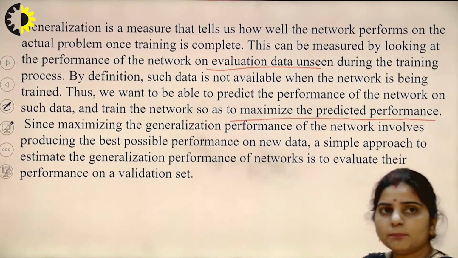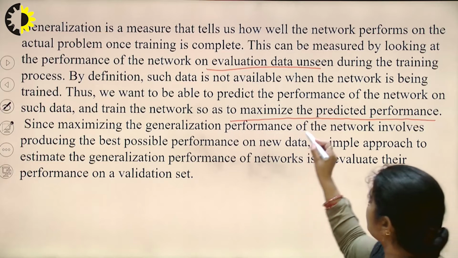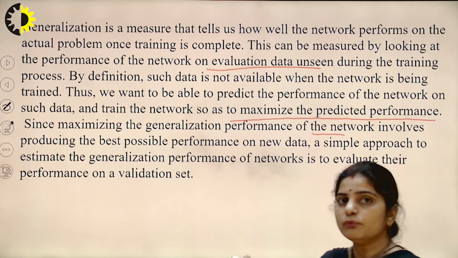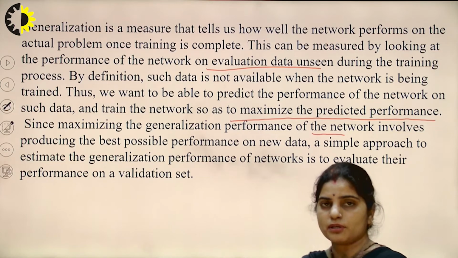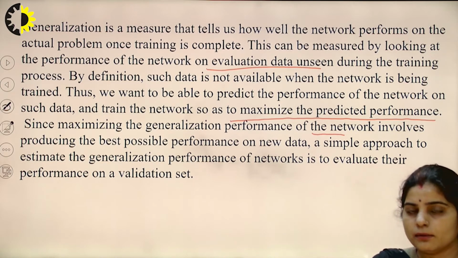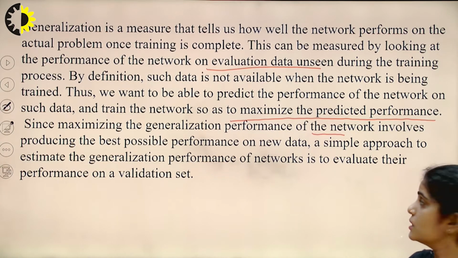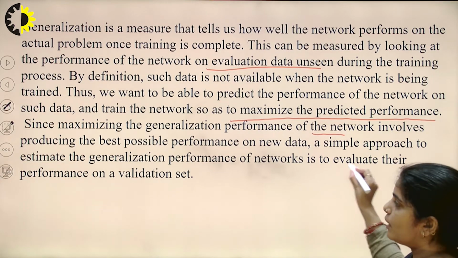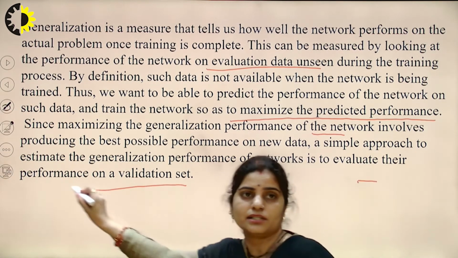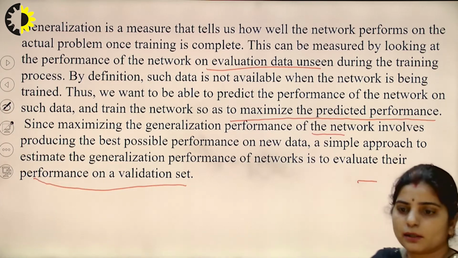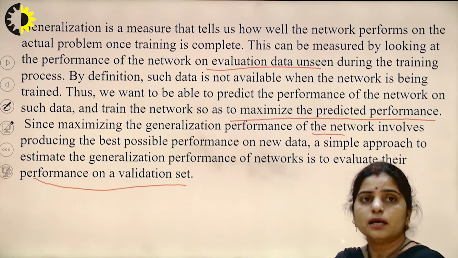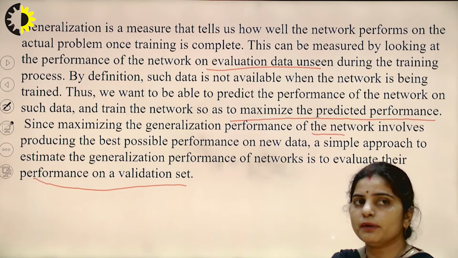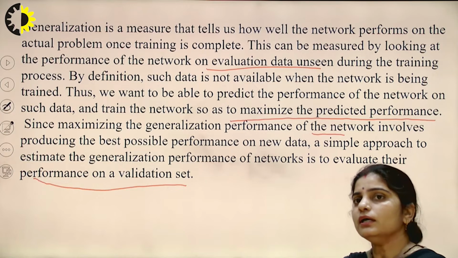Maximizing the generalization performance of the network involves producing the best possible performance on new data, which is going to be generalized on the basis of the data provided in the training data sets. A simple approach to estimate the generalization performance of the network is to evaluate its performance on a validation set. If a particular network is performing well over the validation set, then it can also perform well over the test data.